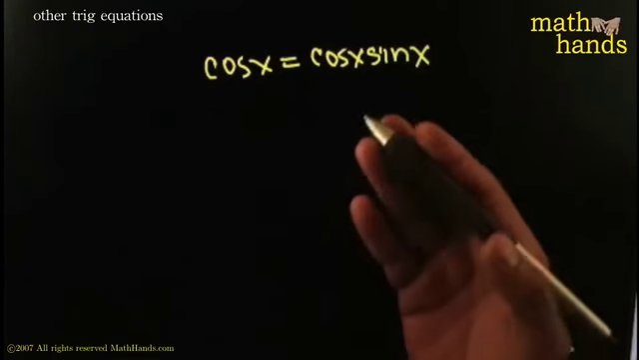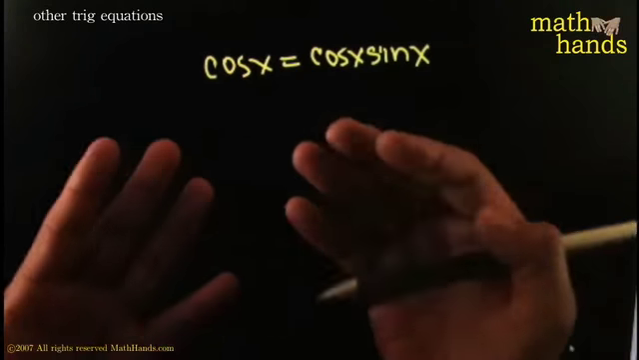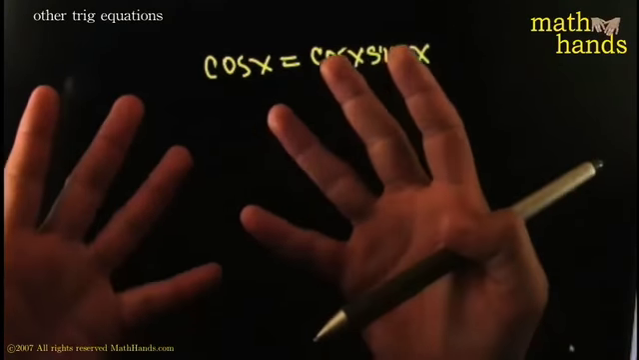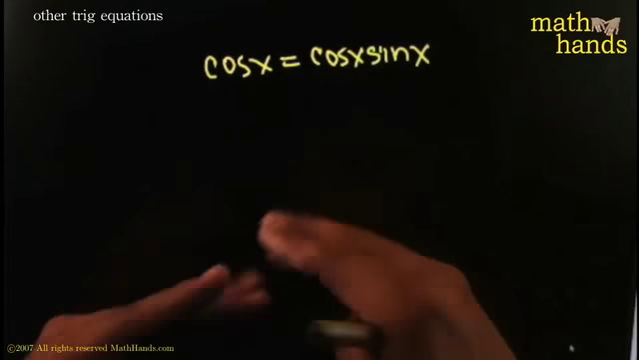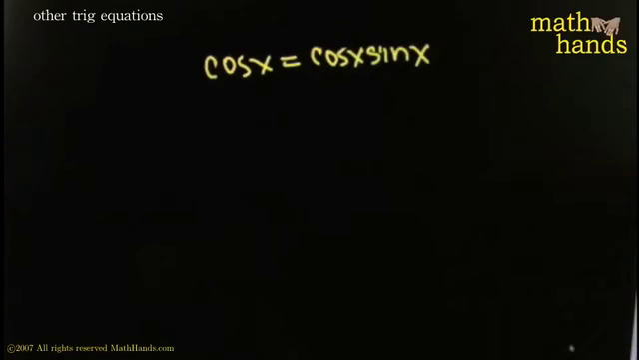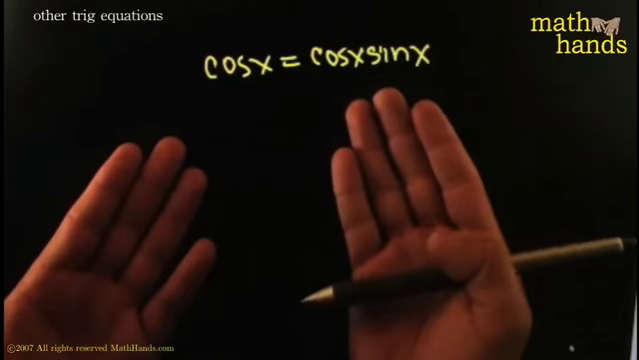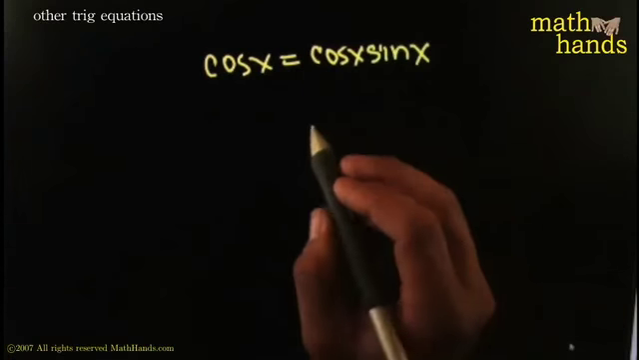Alright, so this example shows you a different strategy here. On the last example, we showed that often it is helpful to change all the sines to cosines so that you just have one type of function in the equation. This one shows you a different point of view. This one says, hey, maybe sometimes you can do something without even doing that.